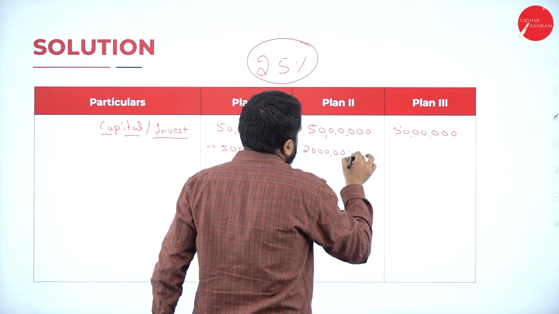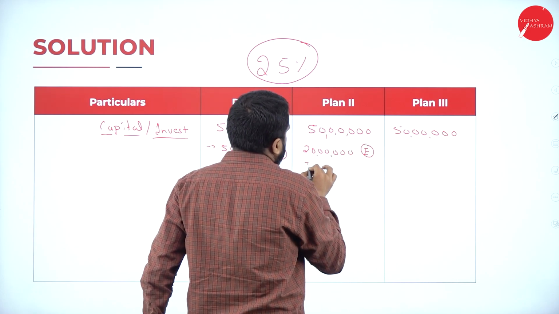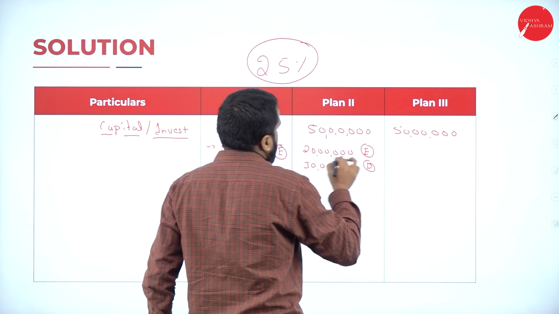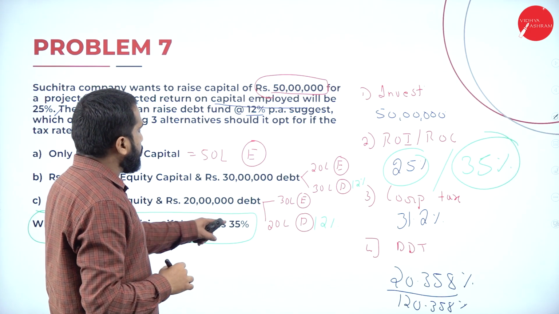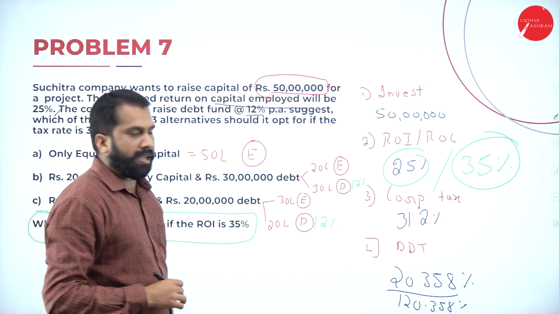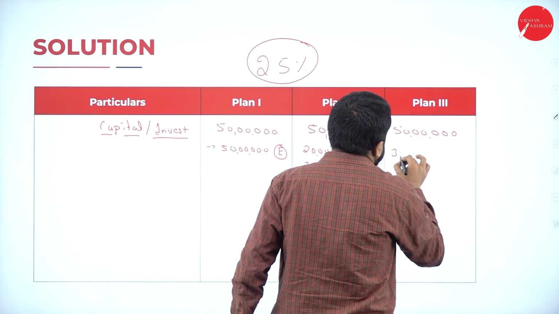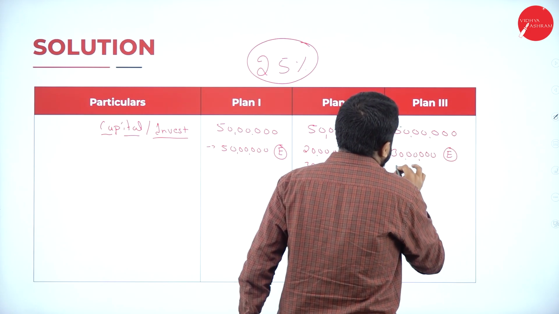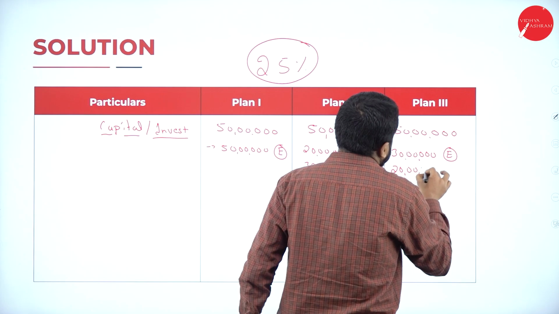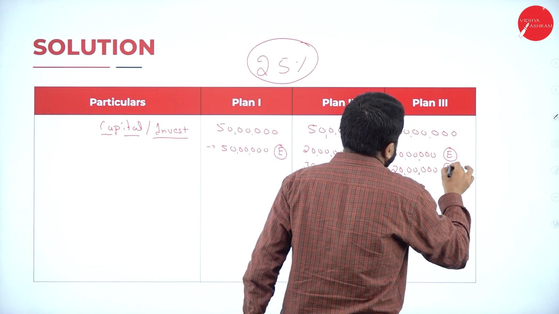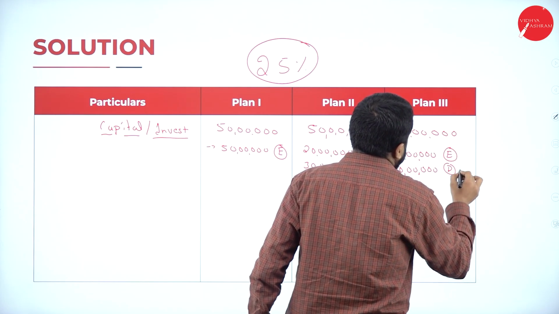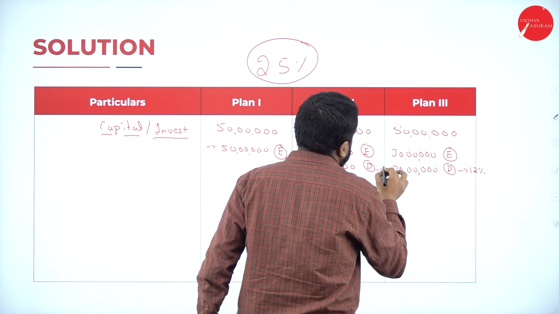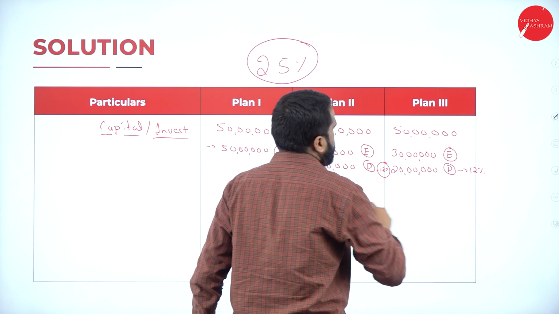20 lakh equity, 30 lakh debenture. And the third one, 30 lakh equity and 20 lakh debenture. And remember, for debenture you are supposed to take 12%.